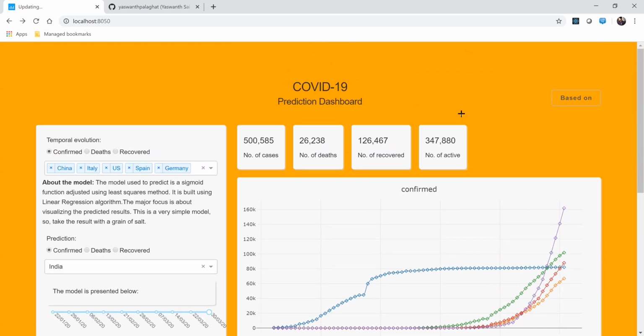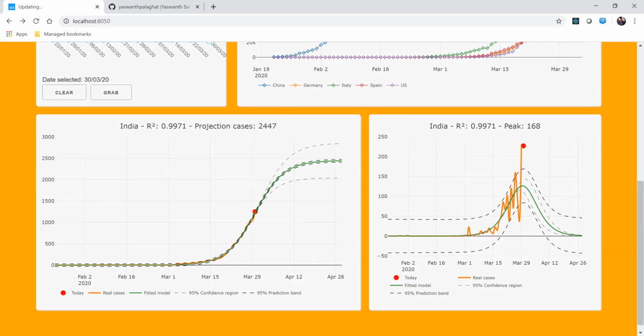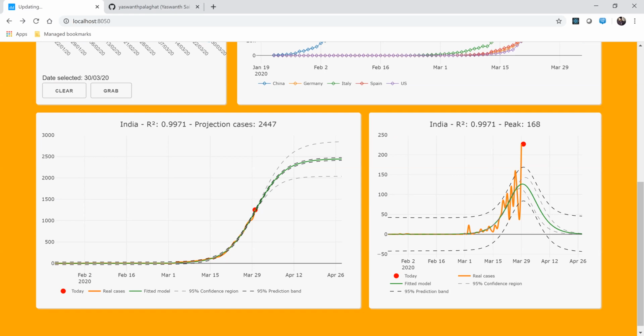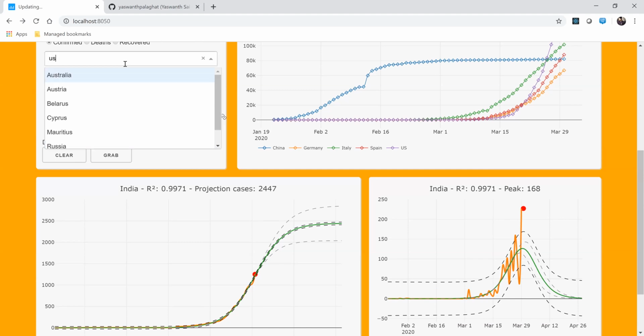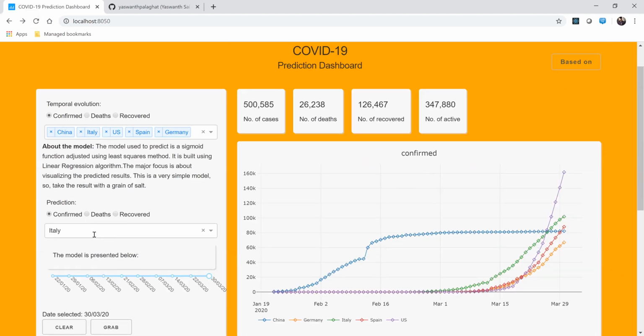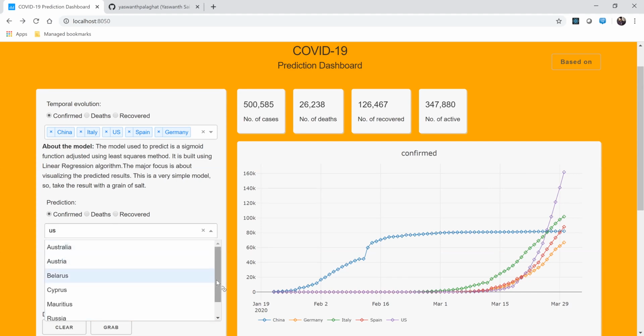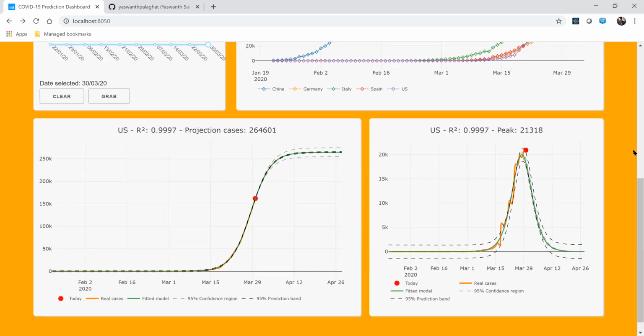Again, as an overview, this has two stages. The first stage is a general dashboard which everyone provides, and the second one is the important one, in which it shows the projection and peak. This peak graph is a histogram based model. We can also see different countries' data. Let us say US data. Here we get US cases.